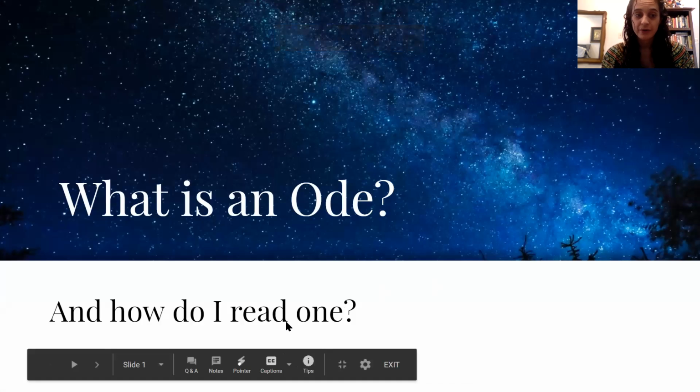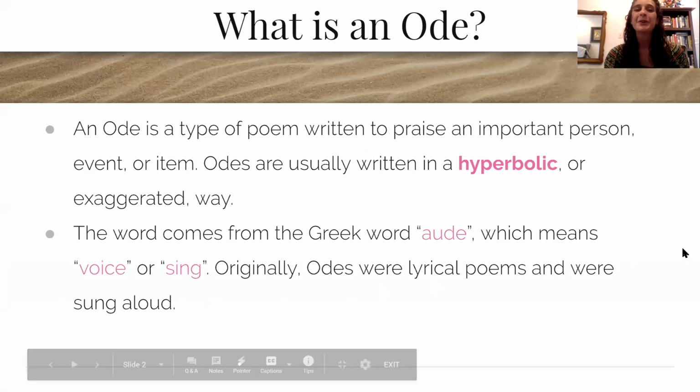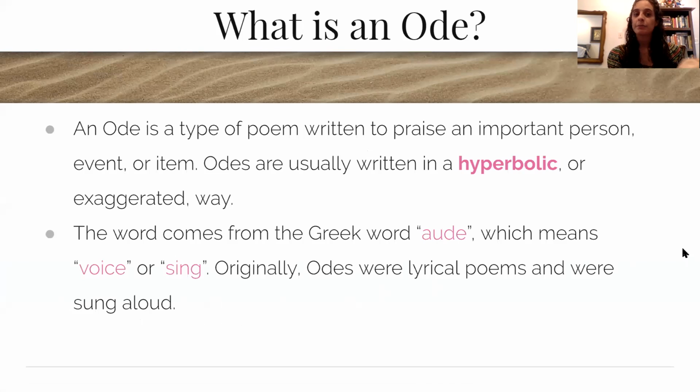So what is an ode? And how do I read one? Let's find out. An ode is a type of poem that's written to praise an important person, event, or item. Important here is kind of relative because, as you'll see, contemporary odes, so that means odes that are written recently, may praise things that are important for the writer, but not necessarily for the people reading the ode. And that's what you guys are going to be doing when we end up writing our final piece. Odes are usually written in a hyperbolic or exaggerated way.